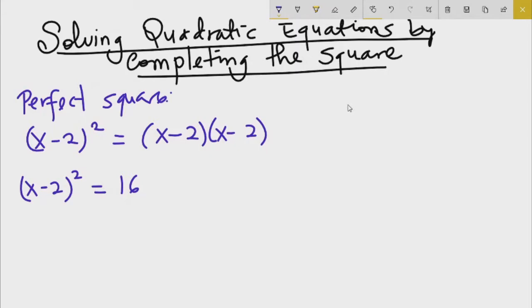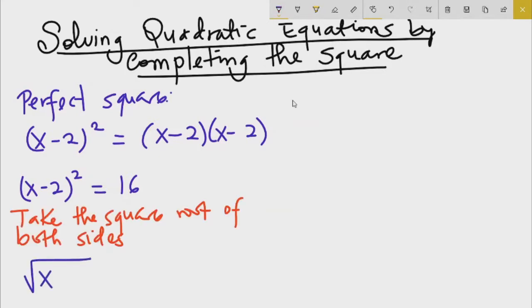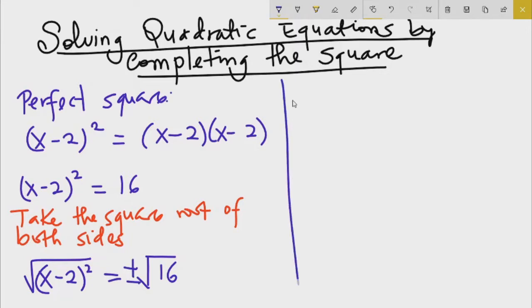So to be able to solve this quadratic, all I need to do is to just take the square root of both sides. So I take the square root of both sides: √((x - 2)²) = √16. Whenever you take the square root of the left-hand side, always put the plus or minus, okay? So the square root of (x - 2)² will be just x - 2 because the square root will cancel out the square. So x - 2 will become ± the square root of 16, in this case 4, okay? So we can move this negative 2 to the right.